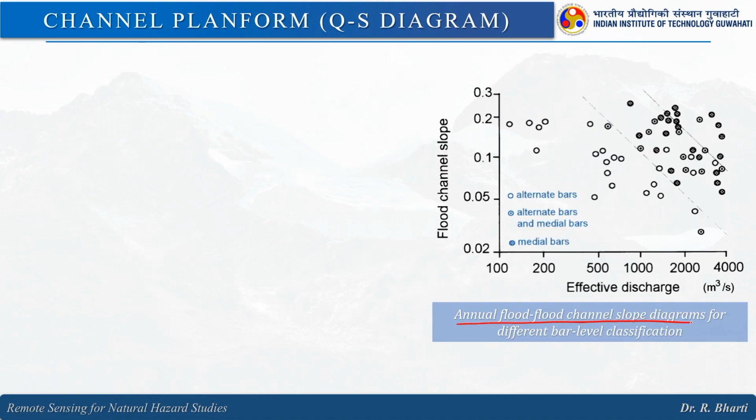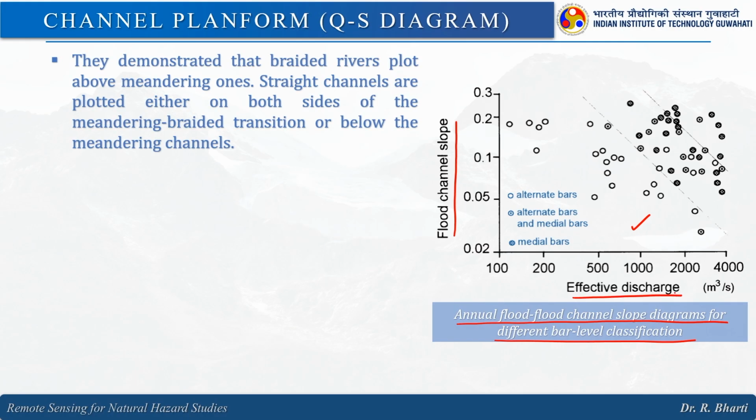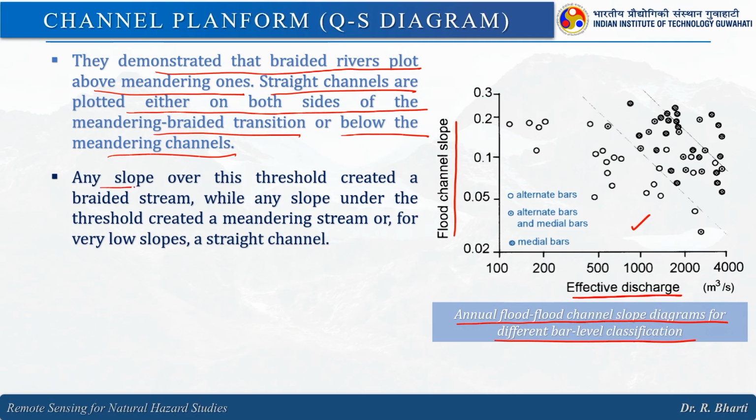Annual flood channel slope diagram for different bar level classifications can be seen here. So the y axis is flood channel slope and the x axis is the effective discharge. They demonstrated that braided rivers plot above meandering ones, and straight channels are plotted either on both sides of the meandering-braided transition or below the meandering channel, right. Any slope over this threshold created a braided stream, while any slope under the threshold created a meandering stream, or for very low slope a straight channel.